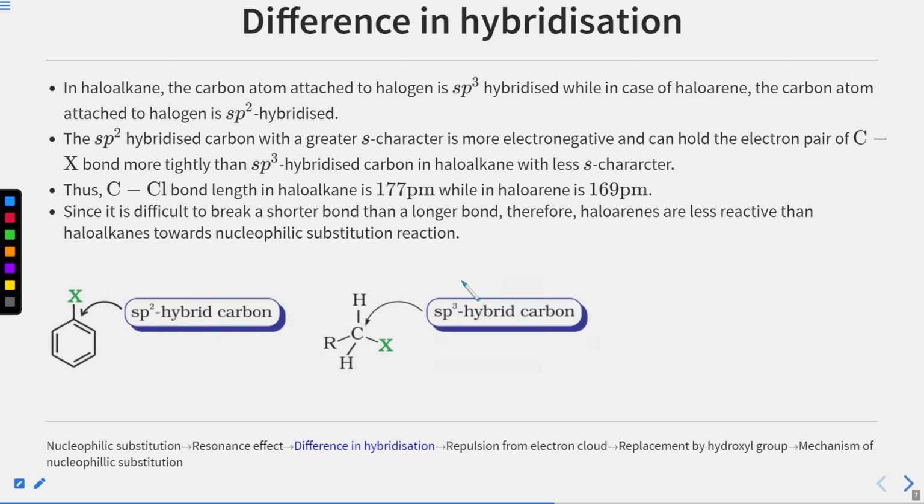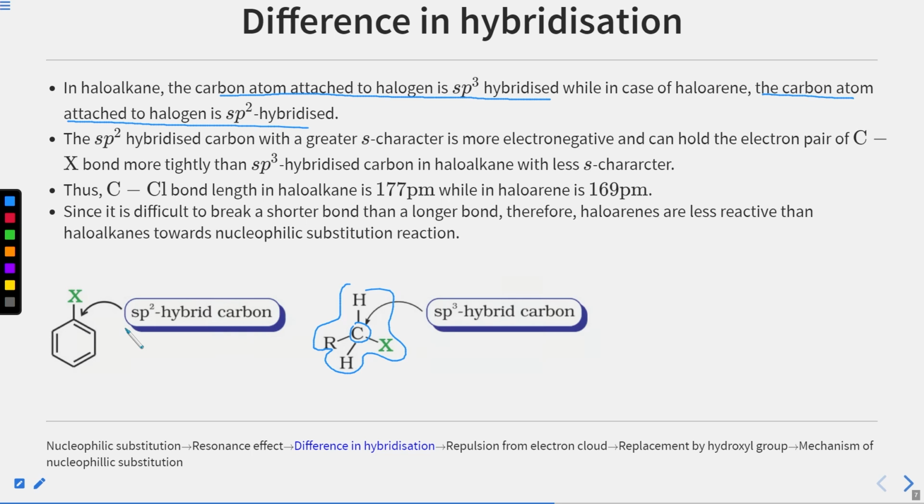Now the second one is difference in hybridization. So in haloalkane, the carbon atom attached to the halogen is sp3 hybridized, while in case of haloarene, the carbon atom attached is sp2. Okay, so this point must be very clear. If you look at your haloalkane, you can see that this carbon is sp3 hybridized, as it is making 4 bonds, while this carbon attached to halogen in haloarene is sp2 hybridized, because it is making only 3 bonds. Now this sp2 hybridized carbon is not that vulnerable to substitution. So the question arises, why is it so?